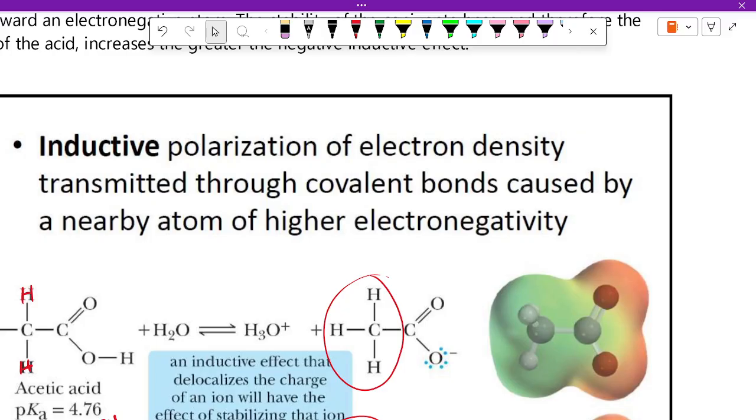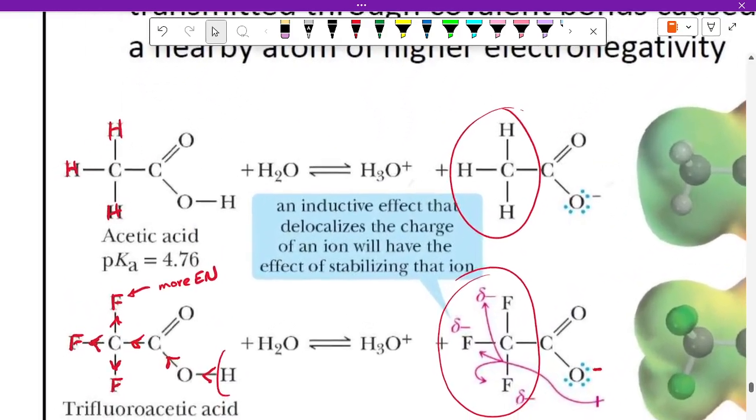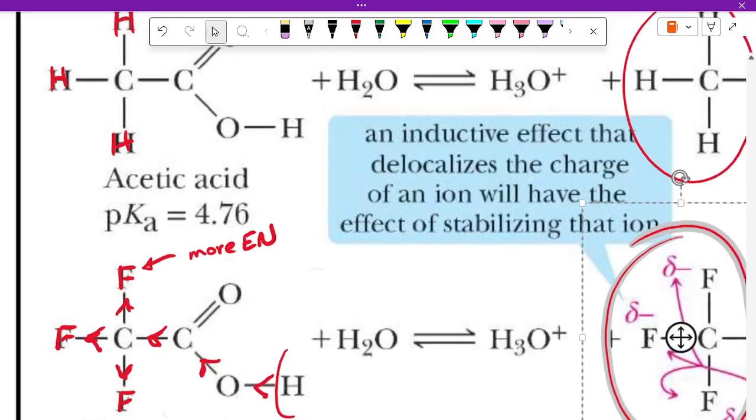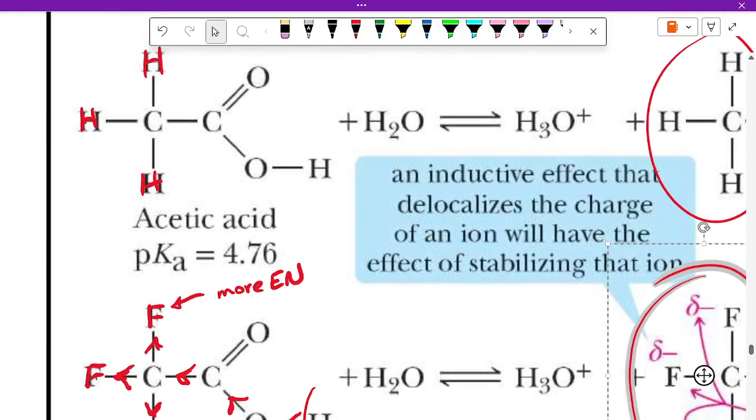So I do not think you would ever need to explain the inductive effect. I think what you might have to do is say, I can recognize that this structure, which is identical but has fluorines instead of hydrogens, will make it a stronger acid. So the more electronegative stuff you've got in your conjugate base, wherever it may be, the more stable the conjugate base will be. Yeah, this is very good.